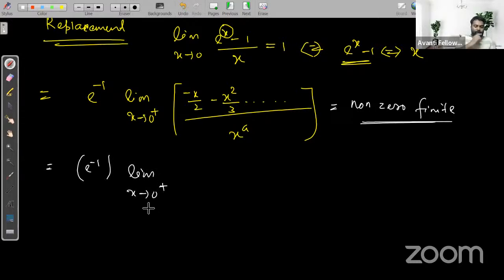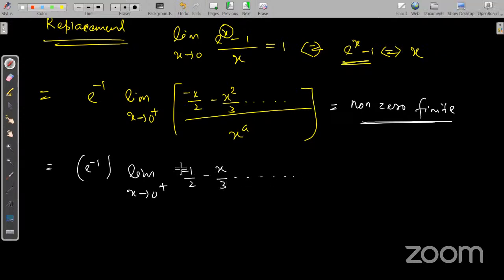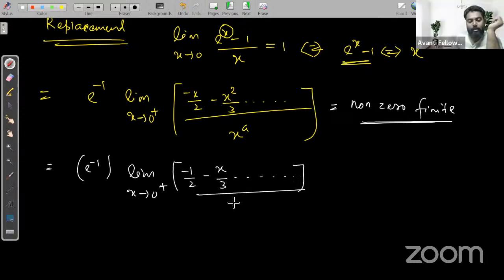If we divide x in the numerator and also in the denominator, what are you getting? Here I am getting -1/2, and this term will give you x/3. Yes, -1/2 is coming. Very good.